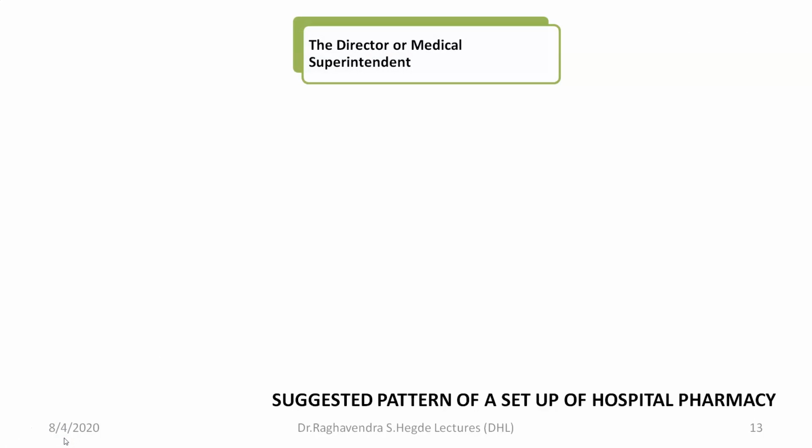Now let us move ahead and understand the suggested pattern of a setup of hospital pharmacy. Here we will understand how the pattern works in hospital pharmacy, the hierarchy positions one by one. Firstly, you can see on the top ladder the director or medical superintendent, who is the chief person, the authority person to run any hospital. He is the decision making authority.